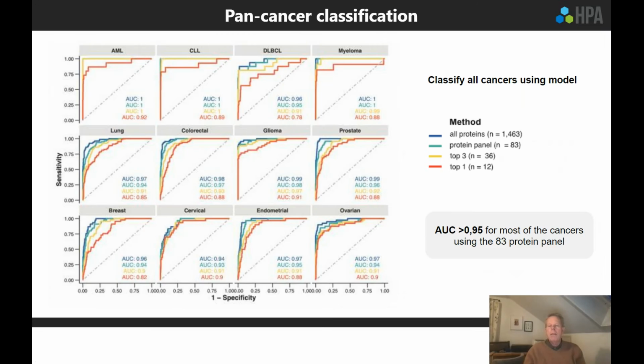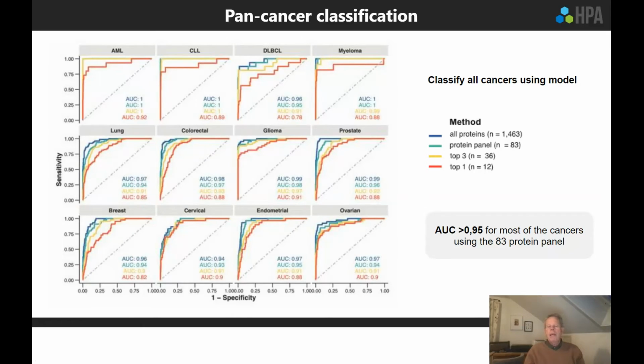So, and this you can of course also see in the open access resource. I come back to this. So with this, we are also analyzing the classification using this model and the panels.